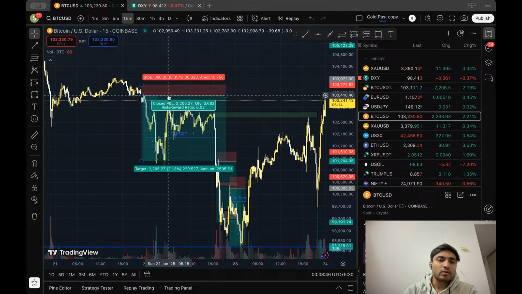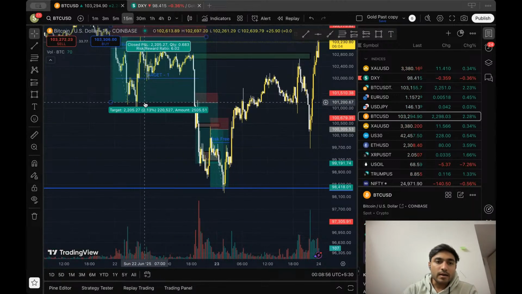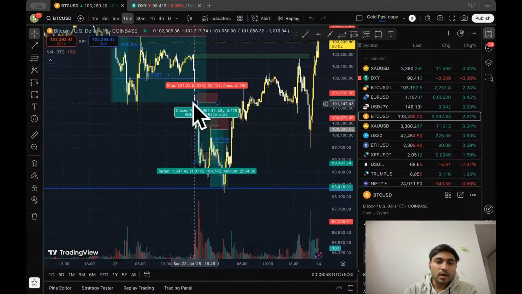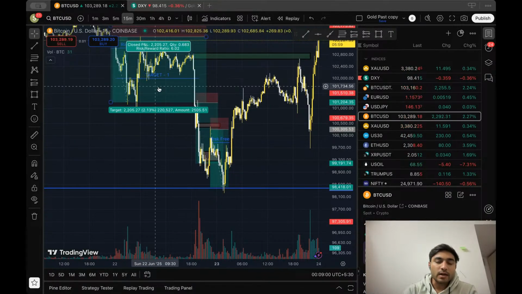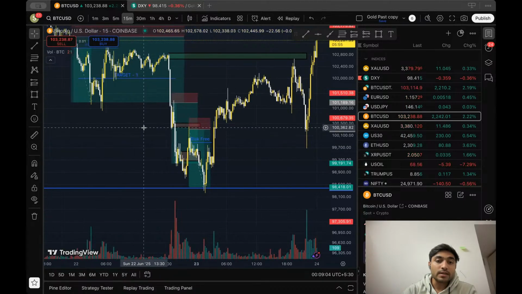Then it came back to that level, same entry. See, my entry was so good that it came back to that level and it fell from there as well. And I entered again here. I know that this won't be covered anytime soon, unlike gold. In BTC, I observed that.